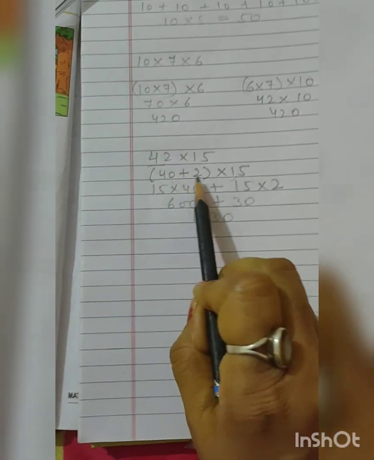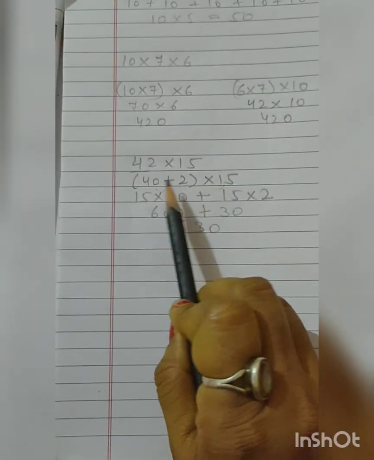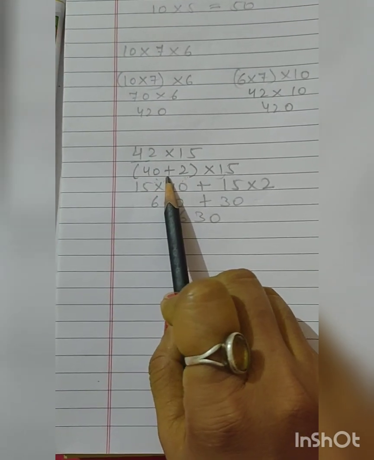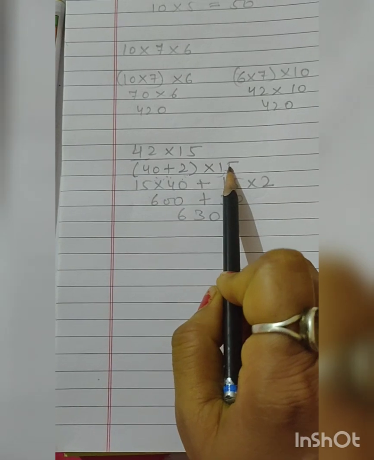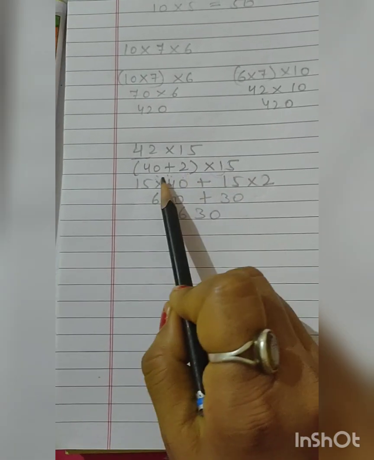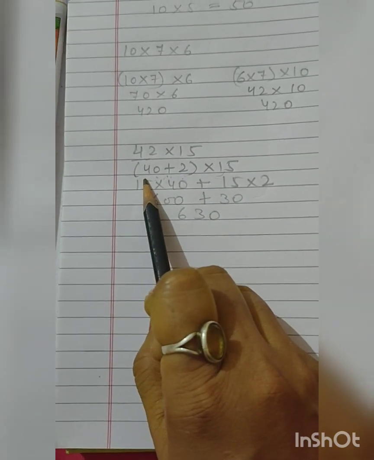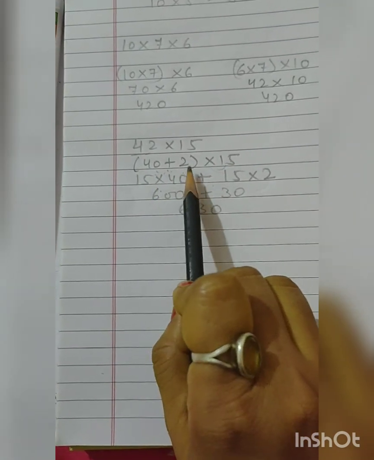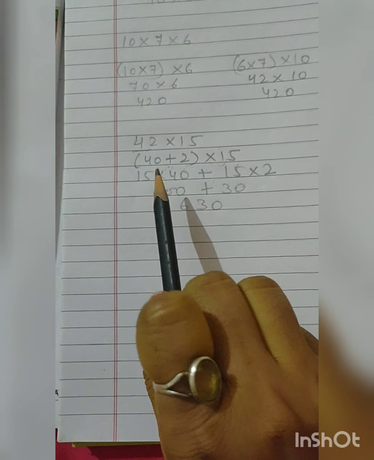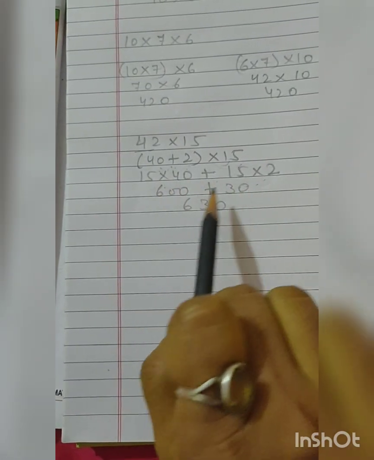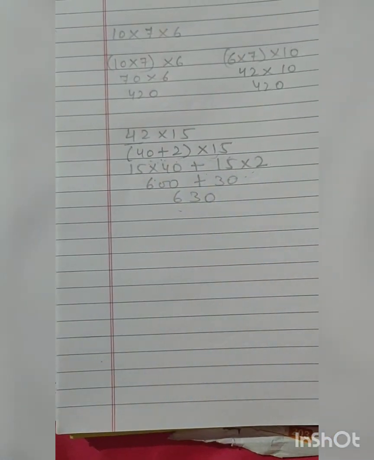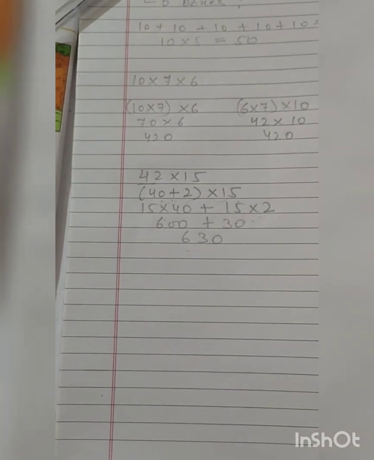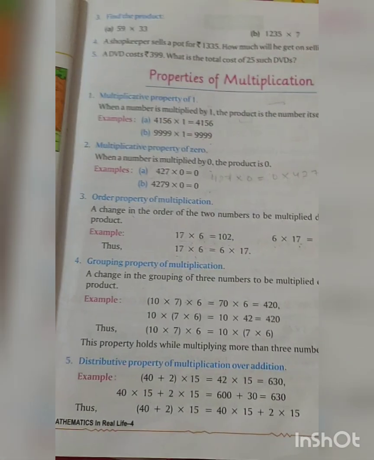That means if we have a number outside the bracket and in the bracket we have two terms with addition, we have to multiply the outside number with both the numbers inside the bracket. So 15 multiplied by 40 plus 15 multiplied by 2. And when we get the product of both, we just add them and then we get the answer. So this is the distributive property of multiplication over addition.